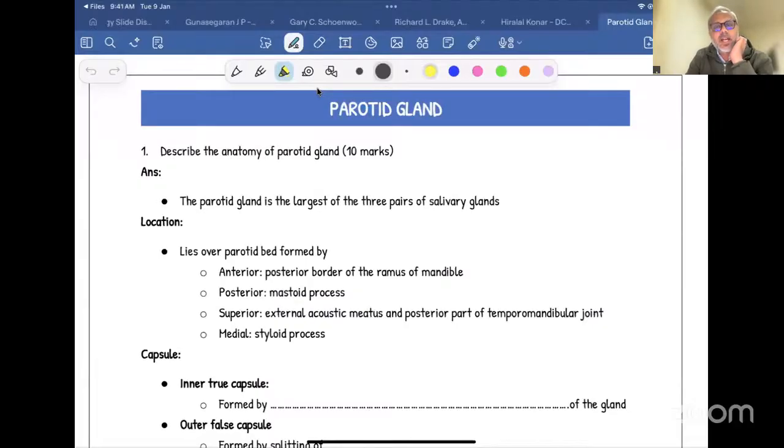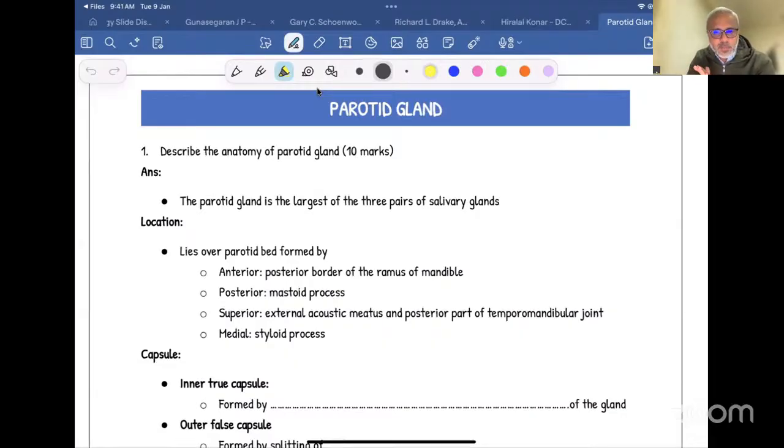Last Tuesday, we discussed one of the most frequently asked long essays from the lower limb, the topic of the gluteal region, where we discussed the hip joint, right? And today, we will talk about one important long essay that is asked as a 10 marker or a 15 marker from the region of head and neck.